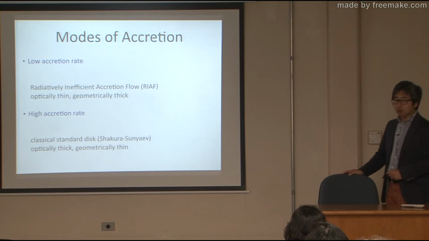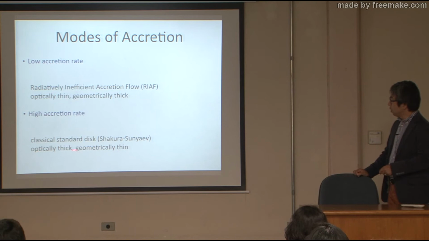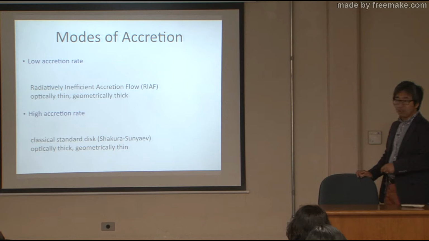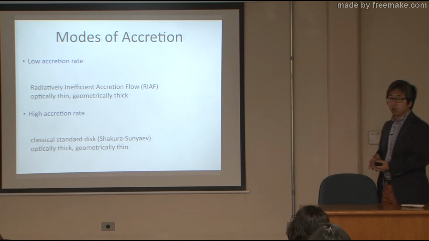The low accretion rate gives a radiatively inefficient accretion flow, sometimes called RIAF. This makes an optically thin and geometrically thick torus structure. If we think about the high accretion rate, this makes the classical standard Shakura-Sunyaev type thin disk, which is optically thick and geometrically thin. So this is the basic difference. Of course, going to even higher accretion rate we get the super accretion rate, which gives a different picture. But classically, whether the rate is lower or higher depends on the geometry of the accretion torus structure.